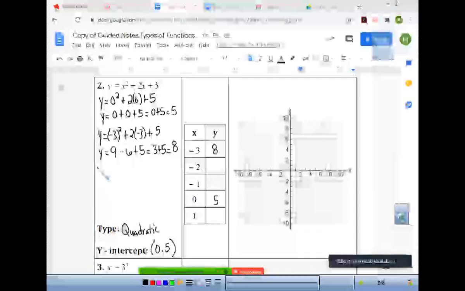Next, we'll go to -2. Do the same thing. Plug it in for both of my x's. -2 squared is 4. 2 times -2.